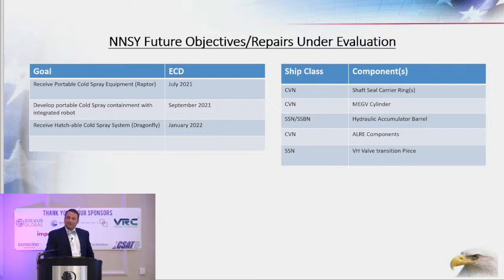Got a bunch of shaft seal carrier rings from 77 project that they donated to me. That's on our to-do list of things to get sprayed. Man engine guard valve for the 77 or for CVN class is another item that we're taking a look at. Been a lot of interest from the community.